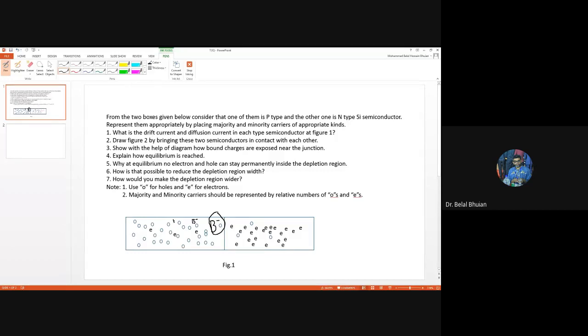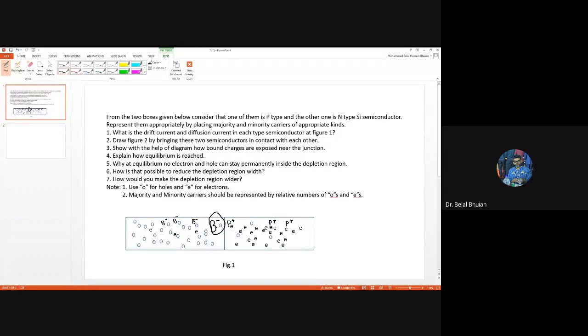You just imagine that behind every hole there is a negatively charged boron ion, which we didn't draw; we drew it only here. Similarly, for every electron, what you don't see is a positively charged phosphorus ion.